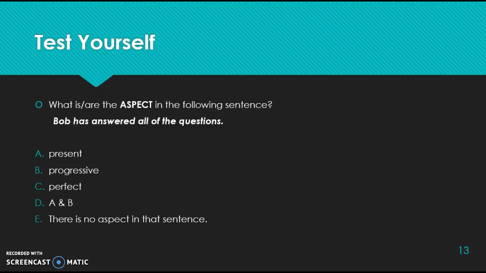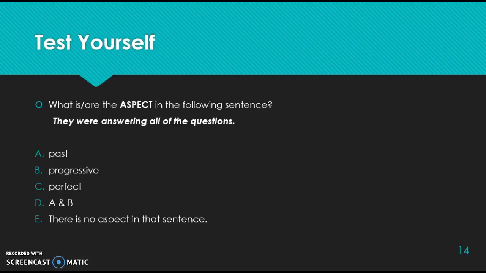Now, in this question, I want you to tell me what the aspect is in this sentence. Now remember, we only have two consistently marked aspects in English, progressive and perfect. So we're not going to talk about tense, present or past tense. We're just going to talk about aspect. This is perfect aspect. It has the have auxiliary and it has the ed, en suffix.